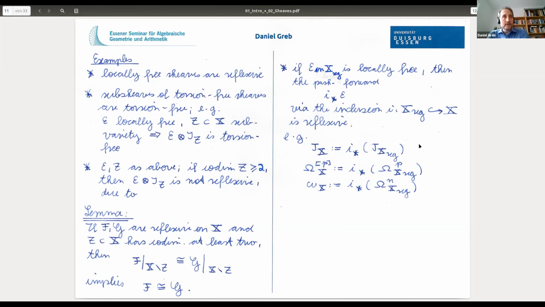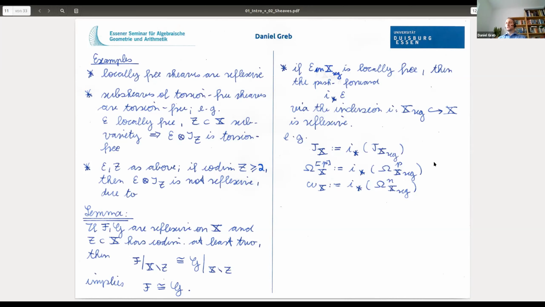So that's a thing we understand very well. And now you just push it forward to X. Yeah, and then you get T_X, which is the tangent sheaf, and it's a reflexive sheaf. Okay, and similarly, you can look at forms, so holomorphic p-forms or regular p-forms. You look at the regular locus X_reg, you look at the sheaf of holomorphic p-forms, Ω^p_{X_reg}, and you push it forward to X, and you get what I denote by Ω_X^{[p]}.